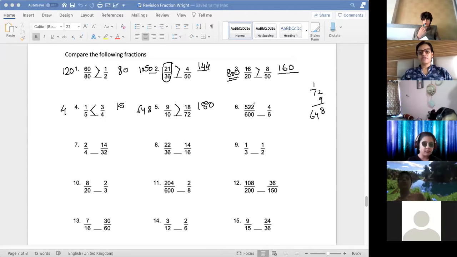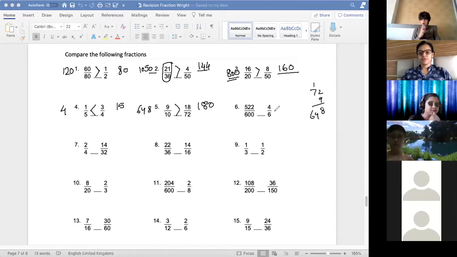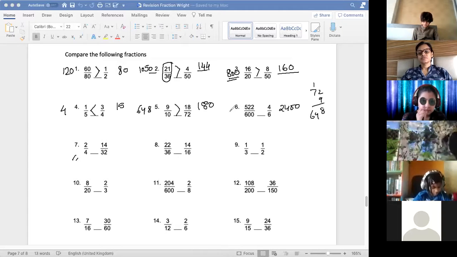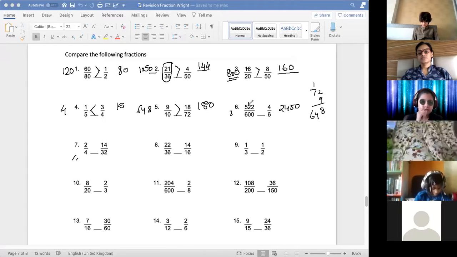Okay, Hamdan. 522 by 600 and 4 by 6. Which one is greater? First cross multiply and give me the products. 600 into 4 is 2400. Ma'am, can I tell the next one? 6 into 522 is 3132. So be ready with this answer. 600 is greater. No, tell me 522 into 6 is how much? 3132.